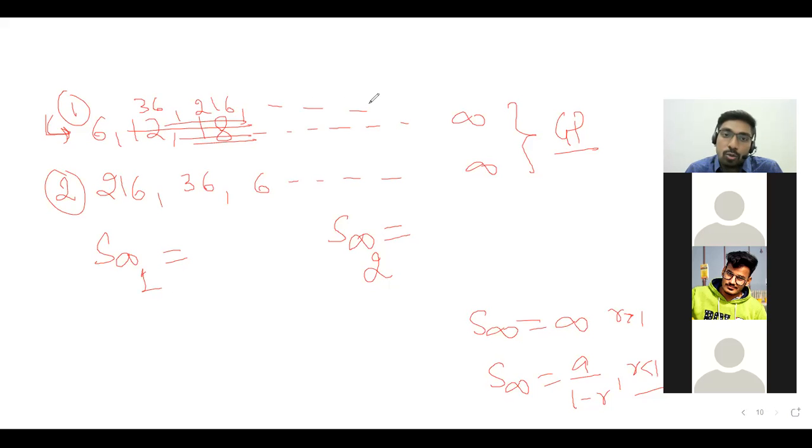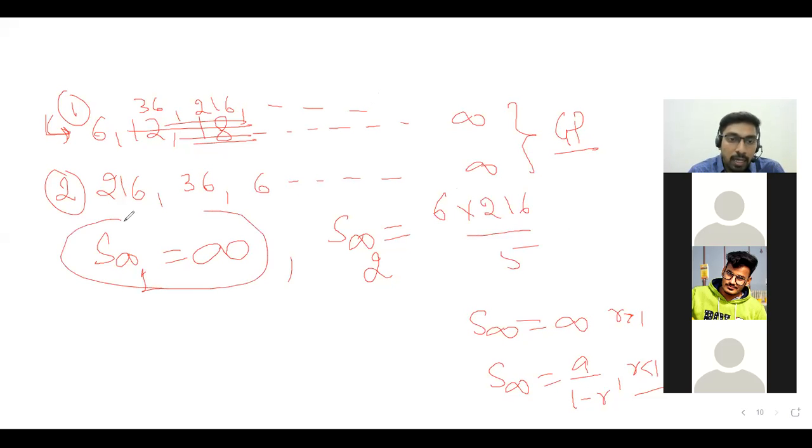Six, 36, 216, and so on up to infinite. What will be the value of S infinite? Infinity. And for the second one, 6 into 216 by 5. Fine, not an issue. So again here, why infinity? Because r is greater than 1.